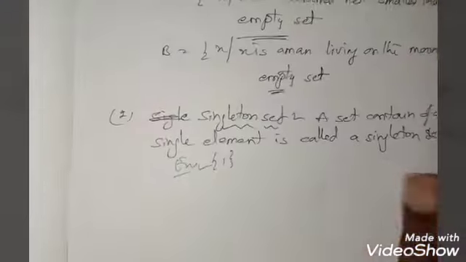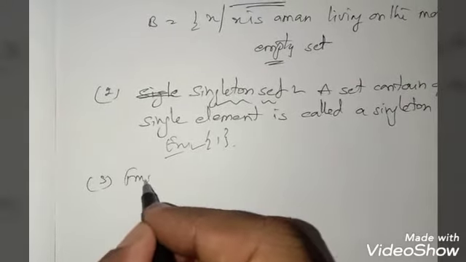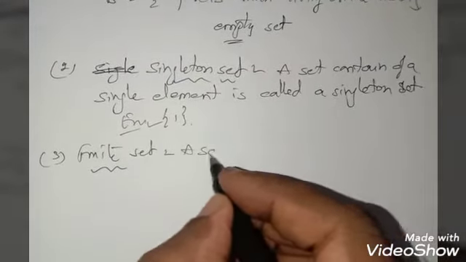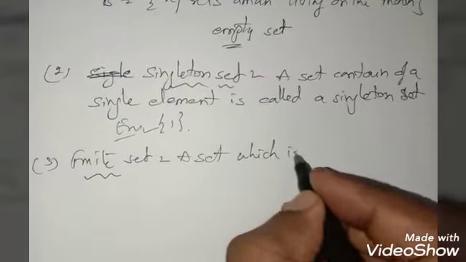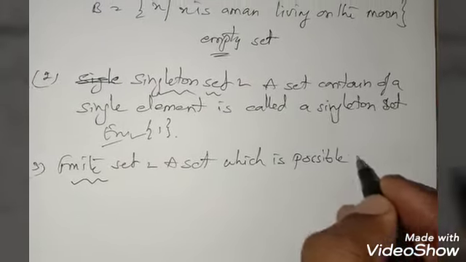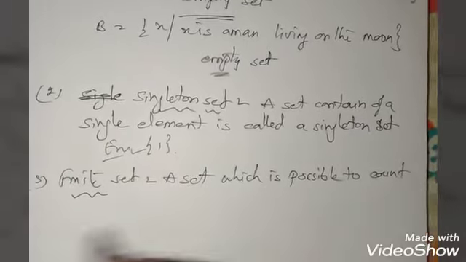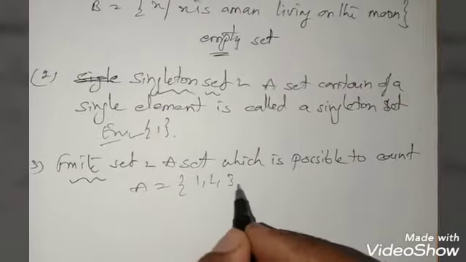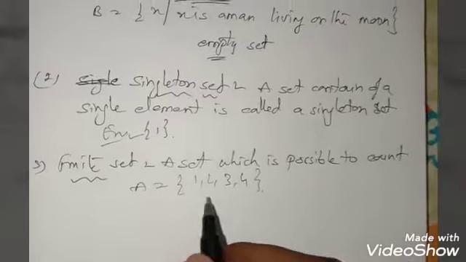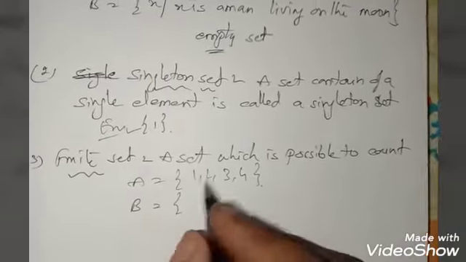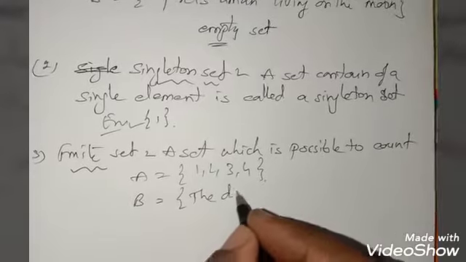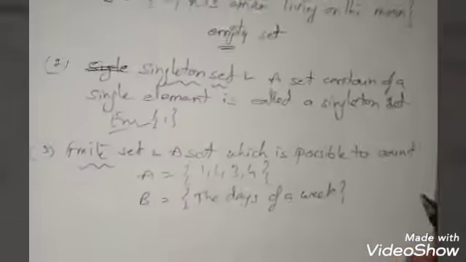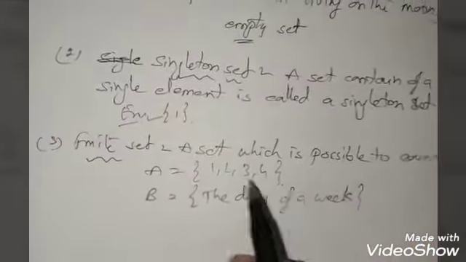Right, now coming to the finite set. As per the definition of a finite set, a set which is possible to count. Right, any set which is possible to count. For example, if I take the set 1 2 3 4, it is possible to count because we have only 4 numbers. If I go for the second set, the days of a week, a week consists of 7 days, so it is countable. So these types of sets are called finite sets.